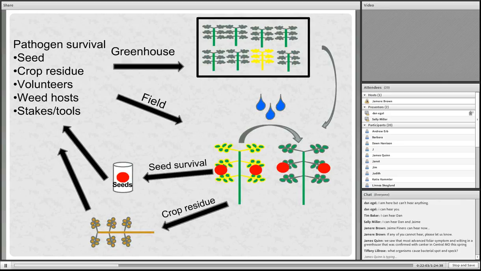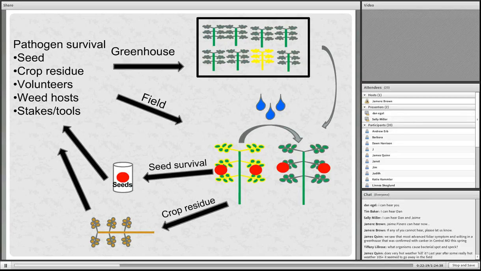I just have a cartoon here of the disease cycle then. So you have pathogen survival in the seed, crop residue, volunteers, weed hosts, stakes, tools. And you see here the yellow seedling up top here. So this seedling here represents a diseased one.